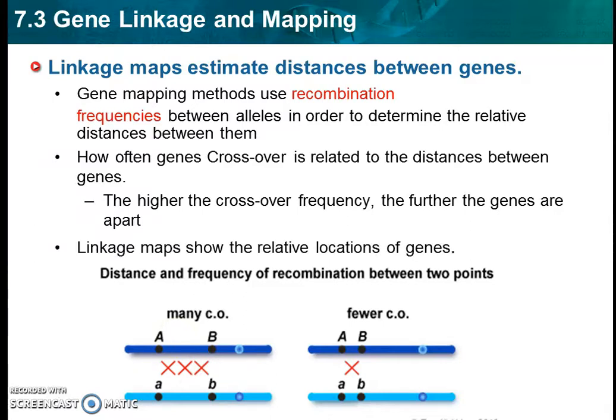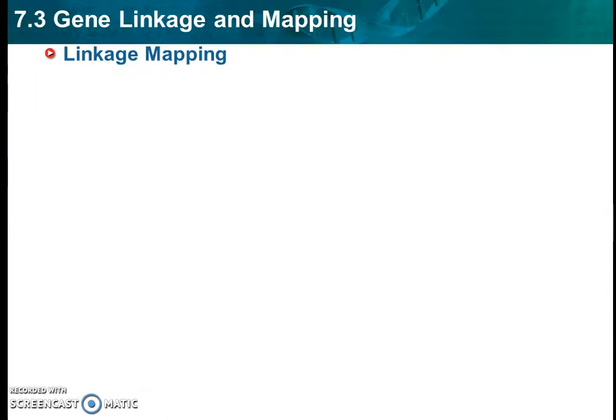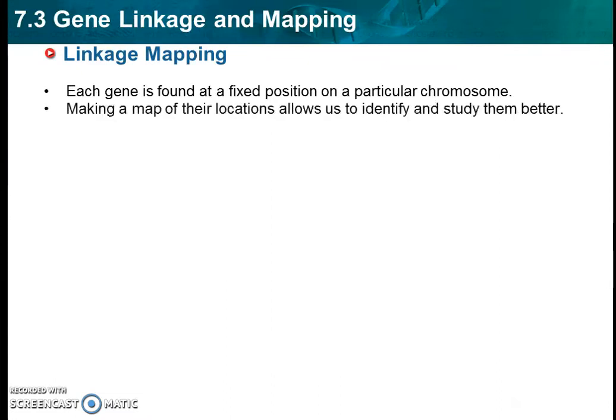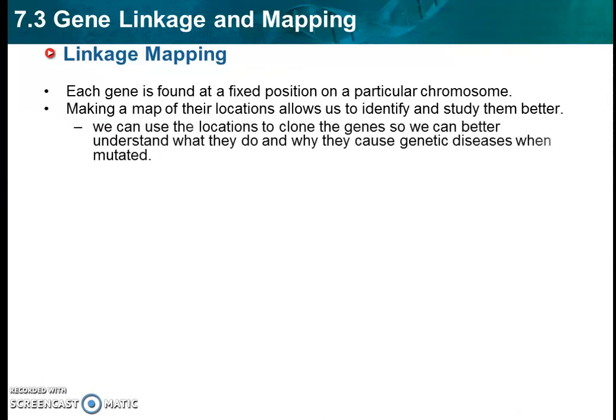Okay, so linkage maps are going to show us where these genes are in relationship to one another on a particular chromosome. All right, so how do we do that? We know that each gene is found at a fixed location on the chromosome, and so we can use these maps to identify where they are, which is then going to help us study them better. We can use these locations to clone the genes so that we can better understand what they do and why they cause genetic diseases when they mutate.